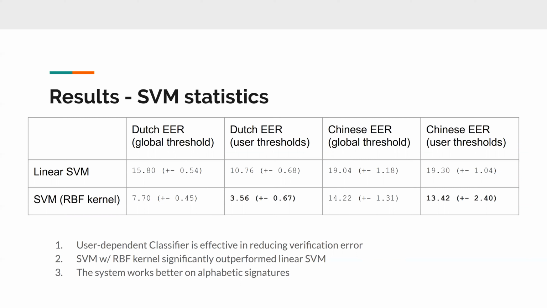The Dutch signature classifiers achieved an EER of around 3.5 and AUC of more than 98%, which are close to the state of the art. The performance of the Chinese classifiers is inferior, which might be due to the more complex signature structures. We'll continue to work on that.